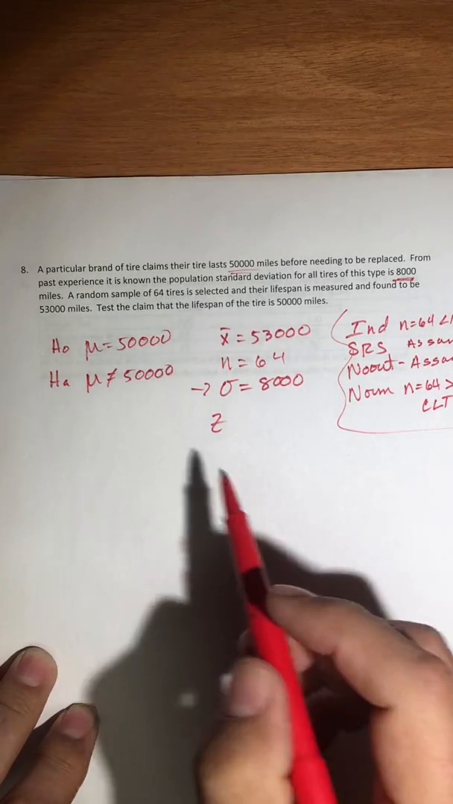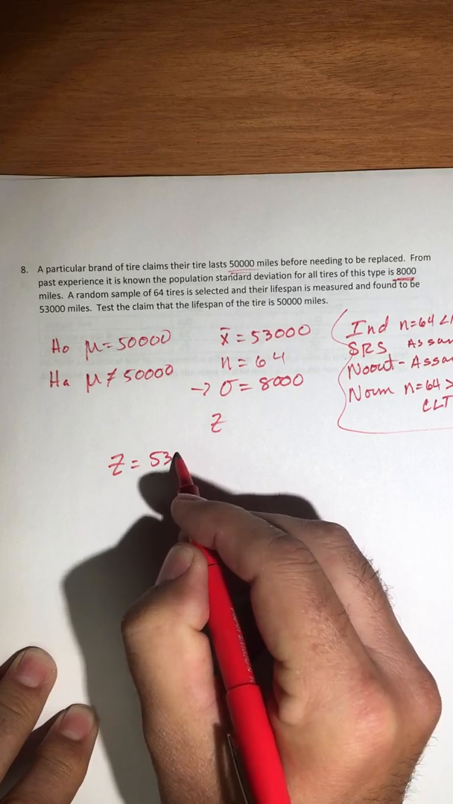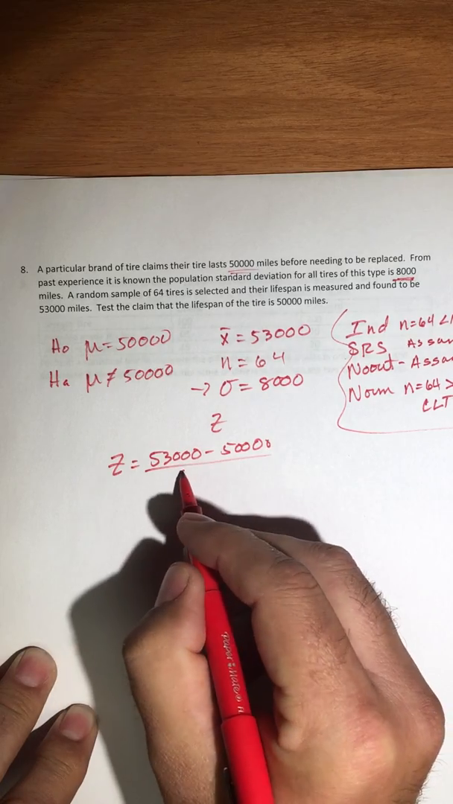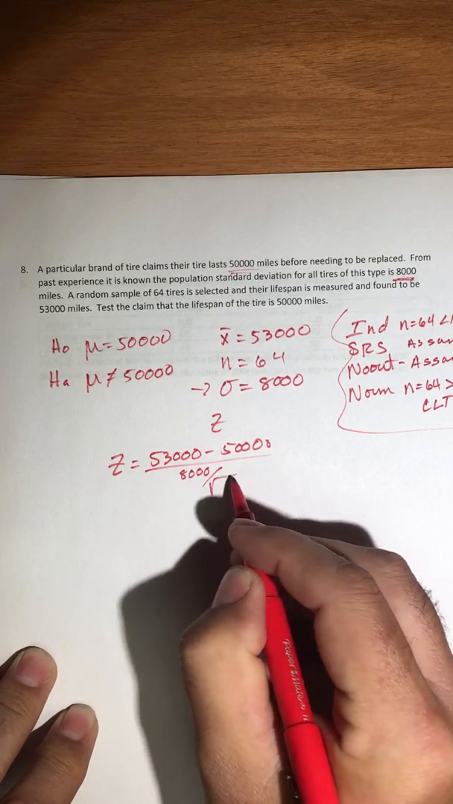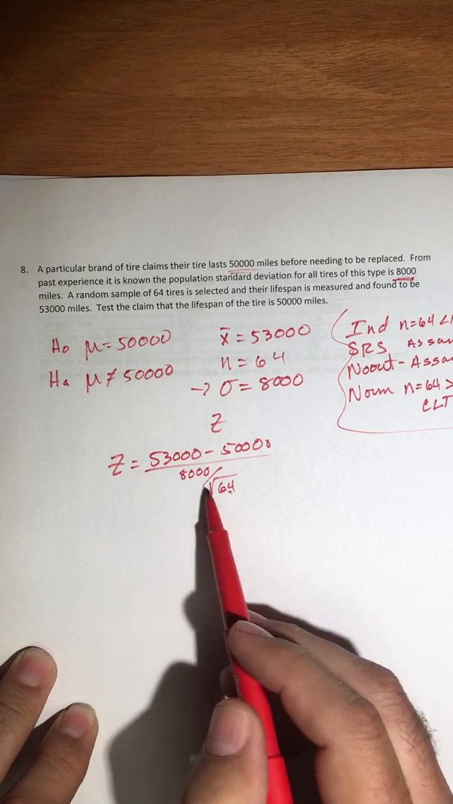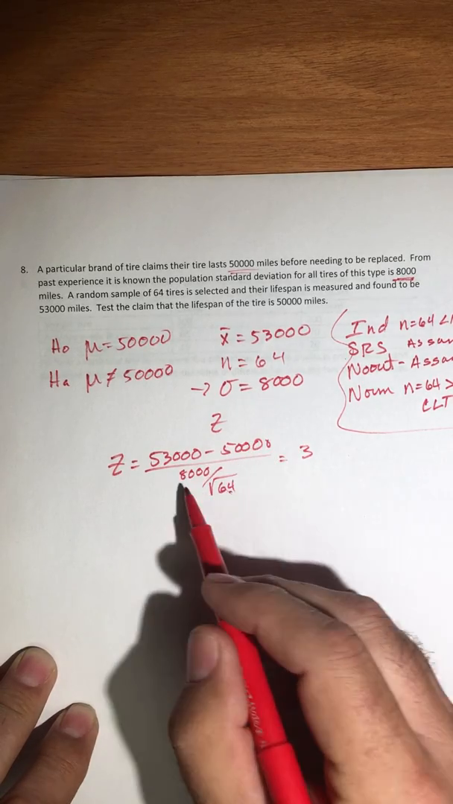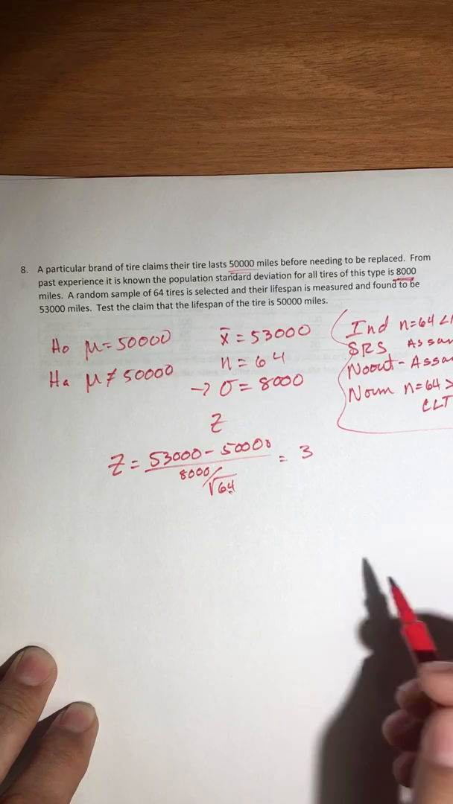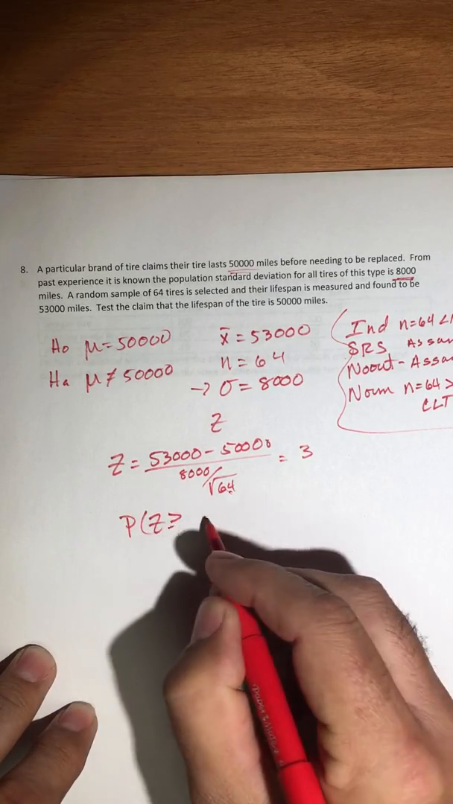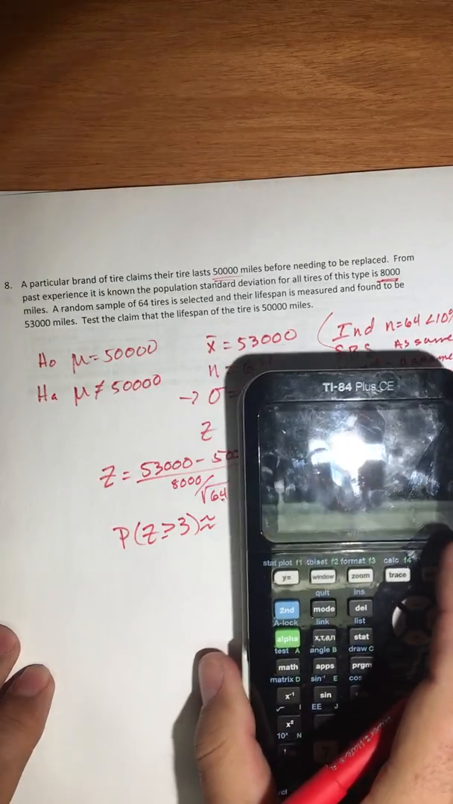Okay, so we've checked our assumptions, and now we're going to do our z-score, right? So our z-score is going to be 53,000 minus 50,000 divided by 8,000 over the square root of 64. So you can see that square root is 8. 8,000 divided by 8 is 1,000. 53,000 minus 50,000 is 3,000. Right, so 3,000 divided by 1,000 is 3. So we've got our z-score is equal to 3.